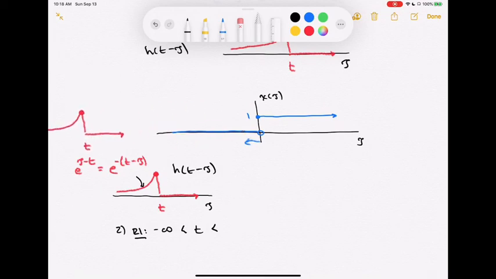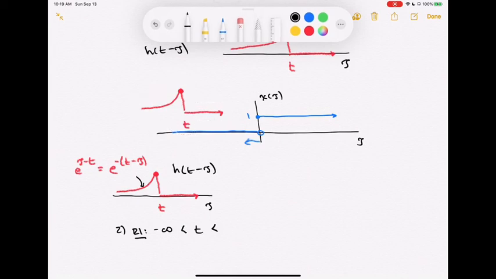Way out here at minus infinity, it's 0, and it's staying 0, until you hit here when tau is equal to t, or t equaling 0. When I hit t equaling 0, now those functions start overlapping. So at least for t less than 0, the shift of my h of t minus tau is such that the product of those two functions is 0. So I can get that captured in this region.